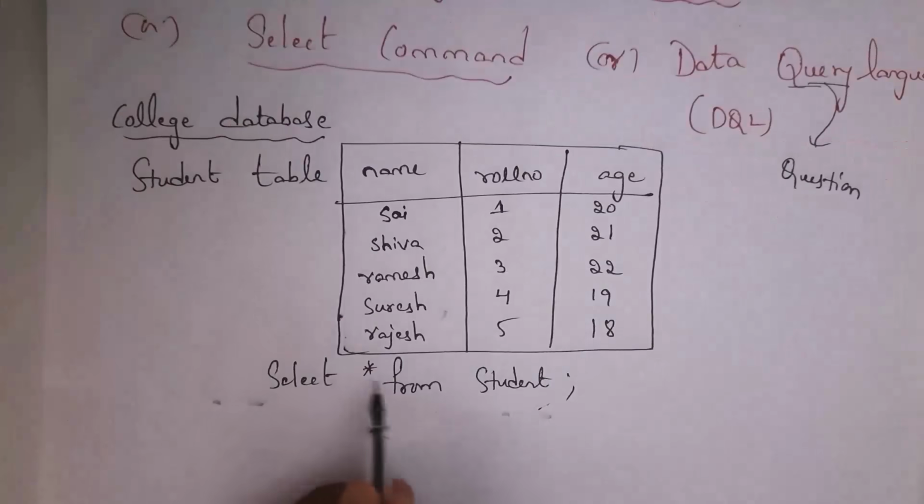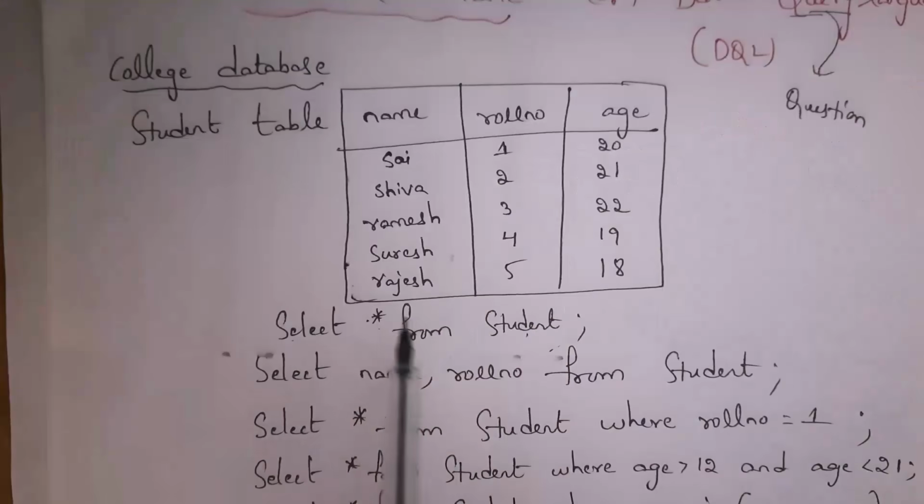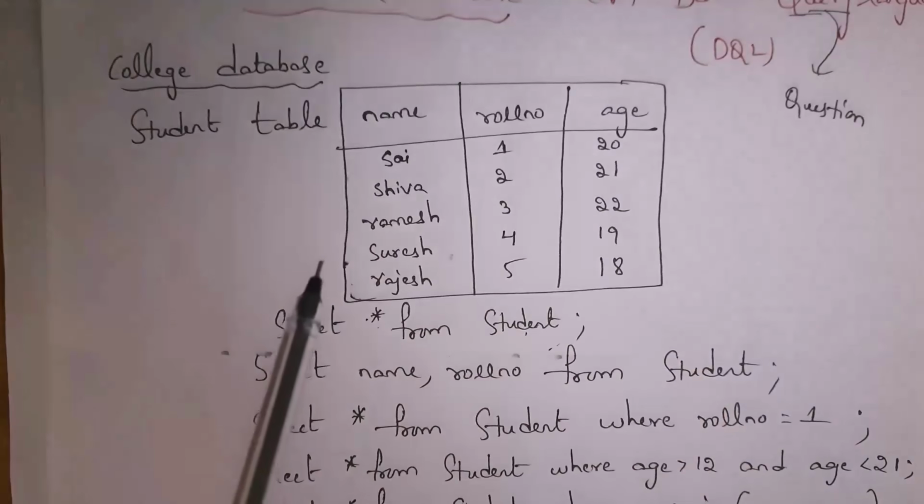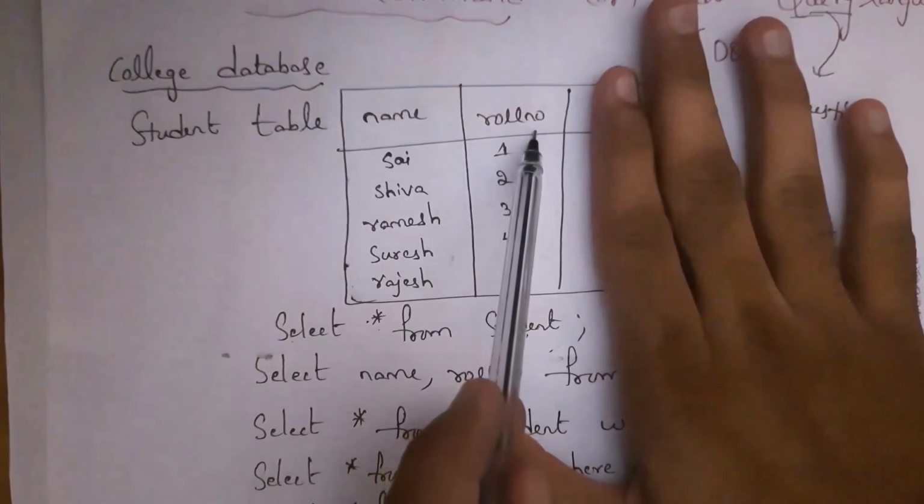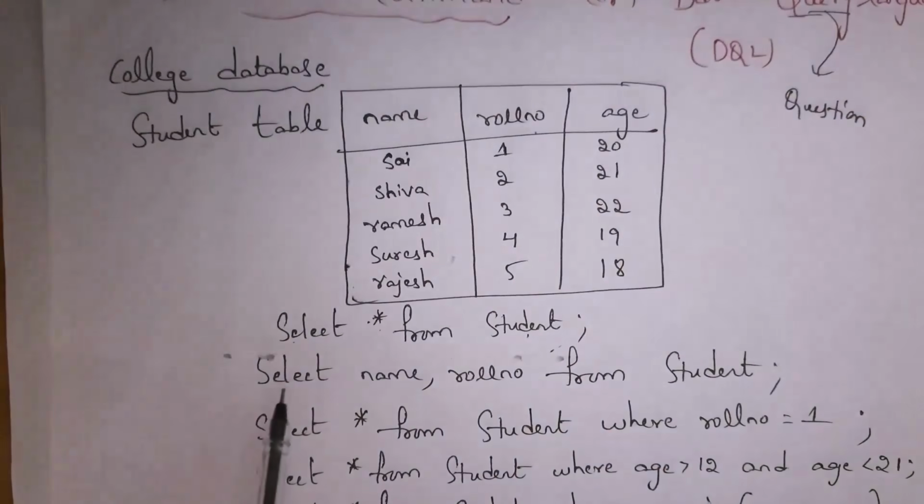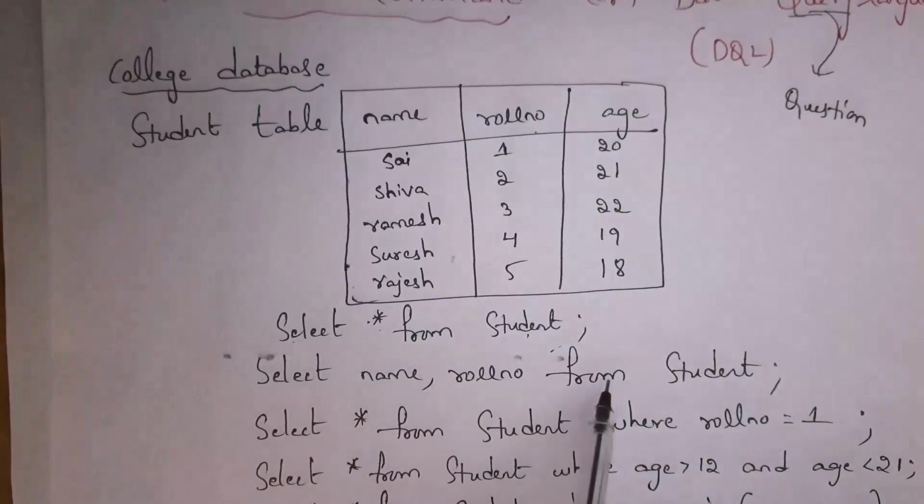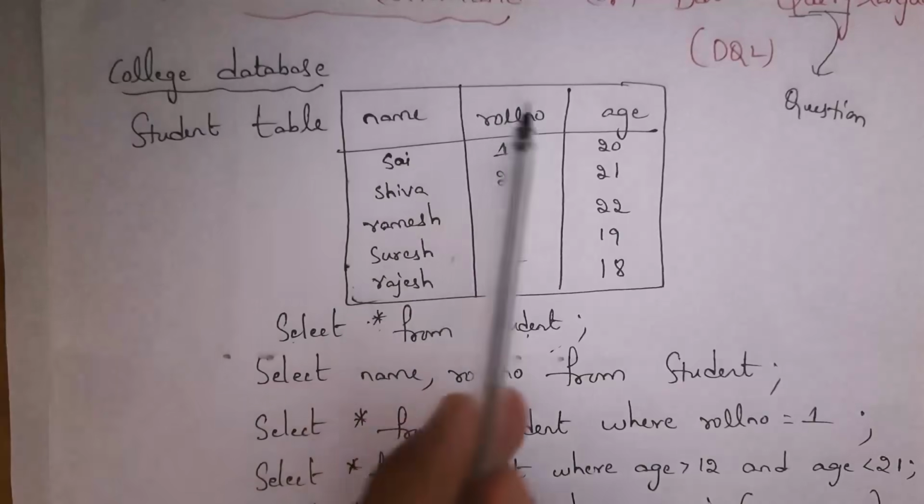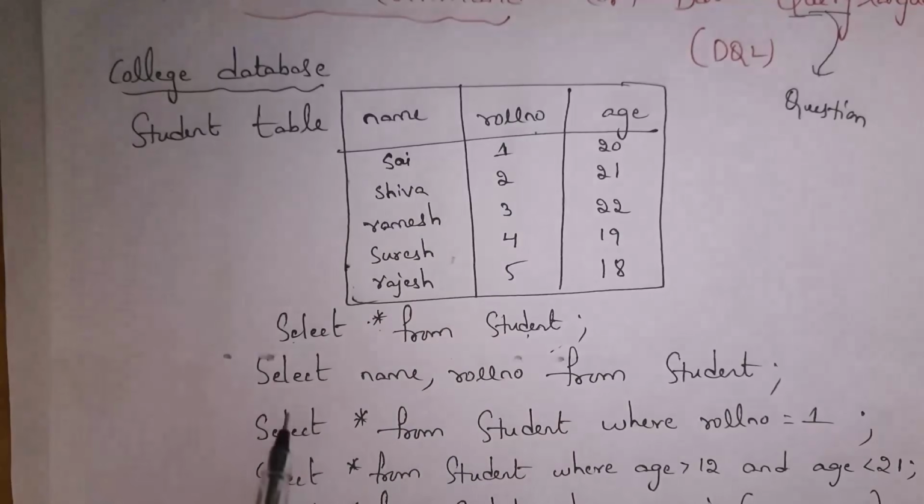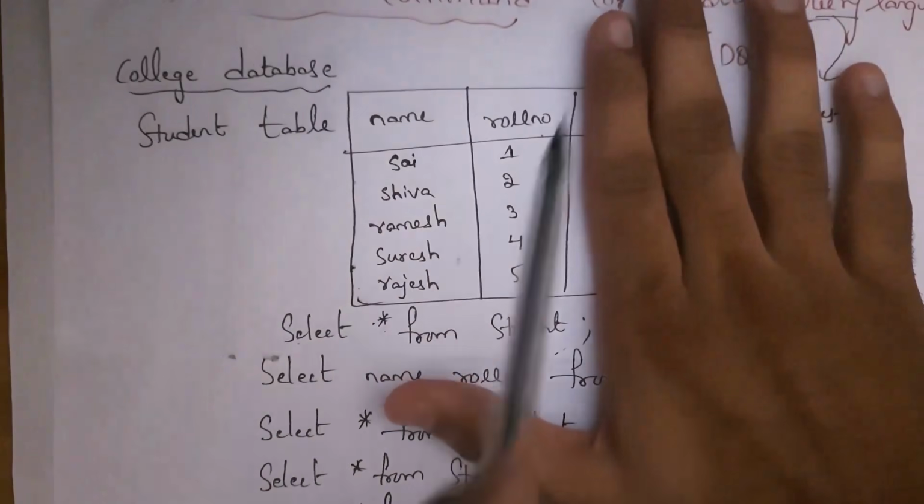Whenever you write select star from student, this is my output. Star means complete columns, but I don't want the complete table. I just want only the name column and roll number column as output. So whenever you write here select name comma roll number from student, it will display only the data which is present in the name column and roll number column. It will display only these two columns as output.